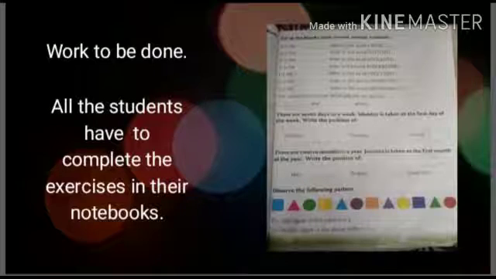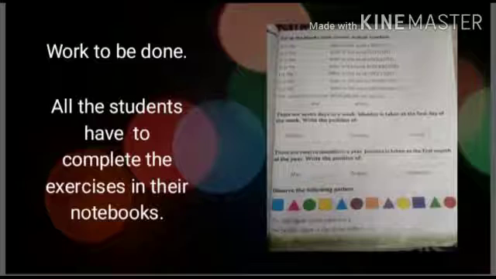Similarly, there comes another question. The next question is, there are 7 days in a week. Monday is taken as the first day, as we all know. Our week starts with Monday. Write the position of the following days in the week. So if Monday is first, then Tuesday is going to be second, Thursday is going to be fourth, and Sunday is going to be the last one, which is 7th.